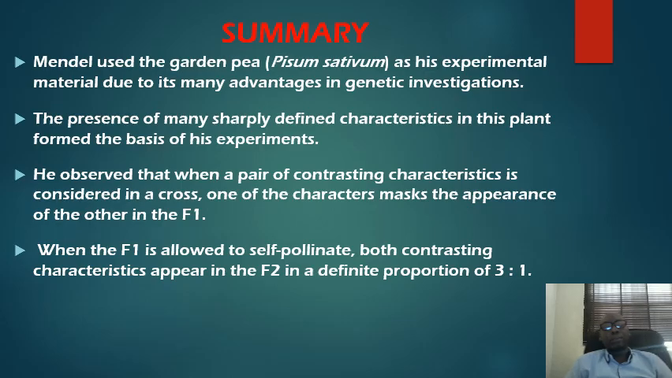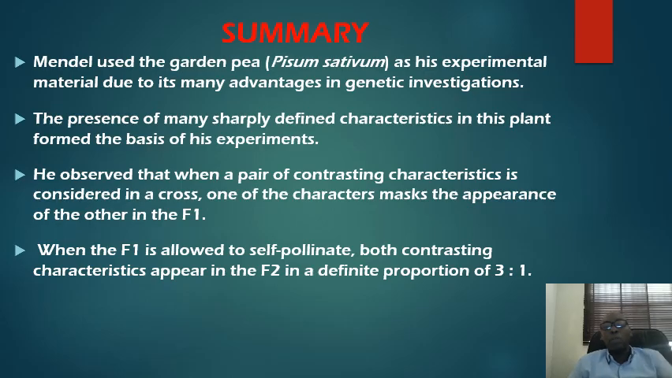In summary, Mendel used the garden pea Pisum sativum as experimental material due to its many advantages in genetic investigations. The presence of many sharply defined characteristics in this plant formed the basis of his experiments. It was easy to cross, and it had discrete traits that may be studied: smooth and wrinkled seeds, yellow and green seeds, yellow and green pods, purple and white flowers. So it was easy for him to carry out his experiment.